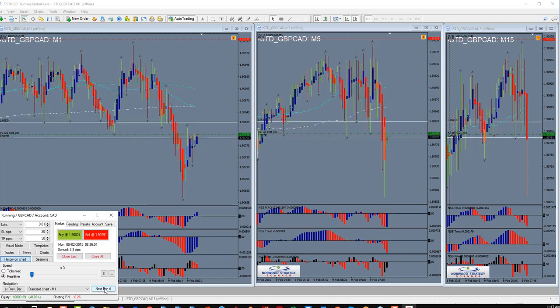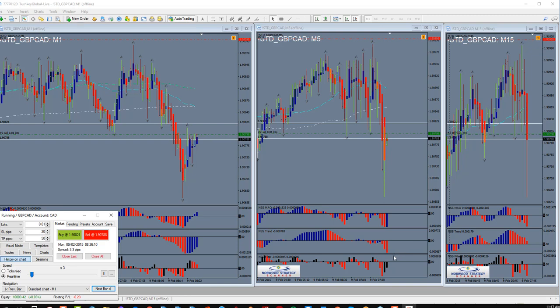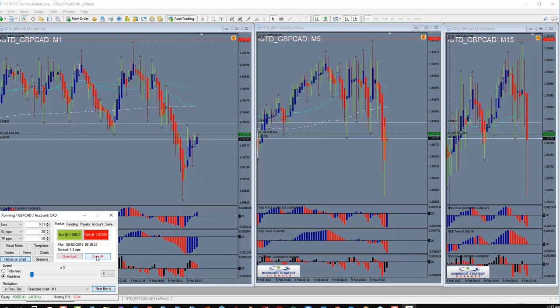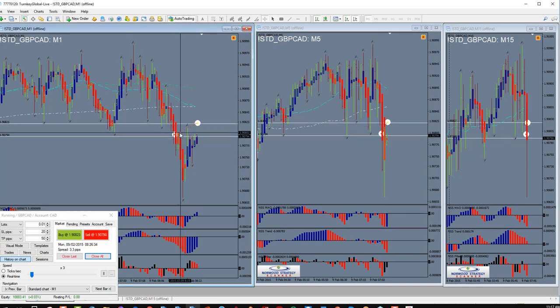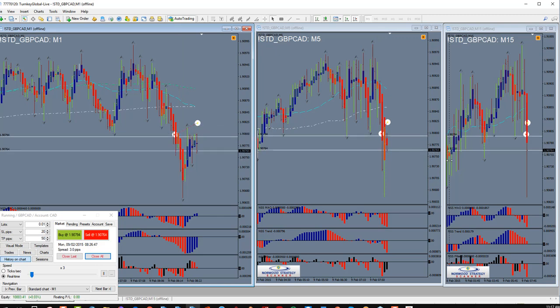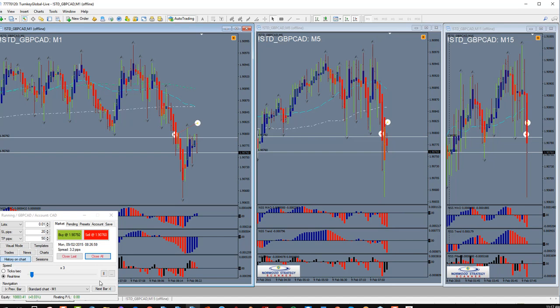Okay, the 15 minutes still strong. This is a potential exit signal right here, so I'm going to close the trade. Close the trade, and I lost a couple of pips on it. Now I'm waiting for the setup to happen again. The 15 setup, I'm waiting for this 5 minute to give me a setup.